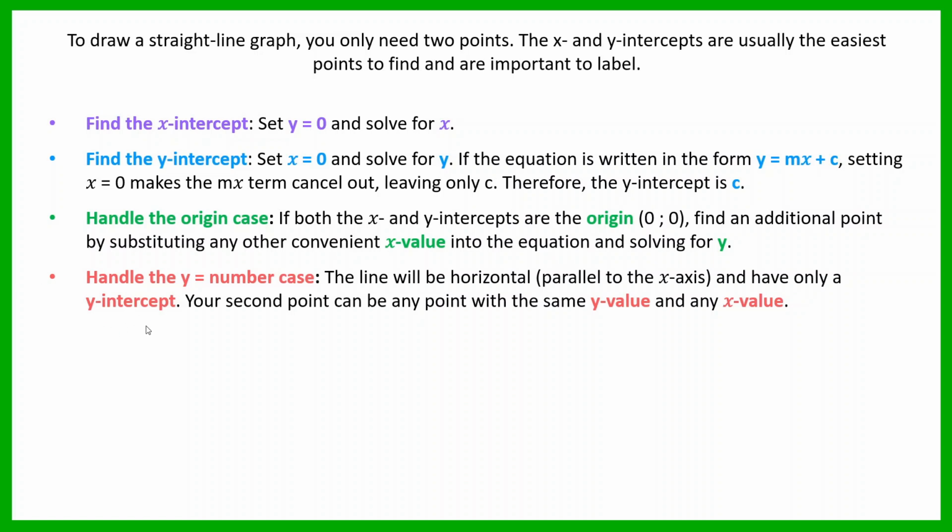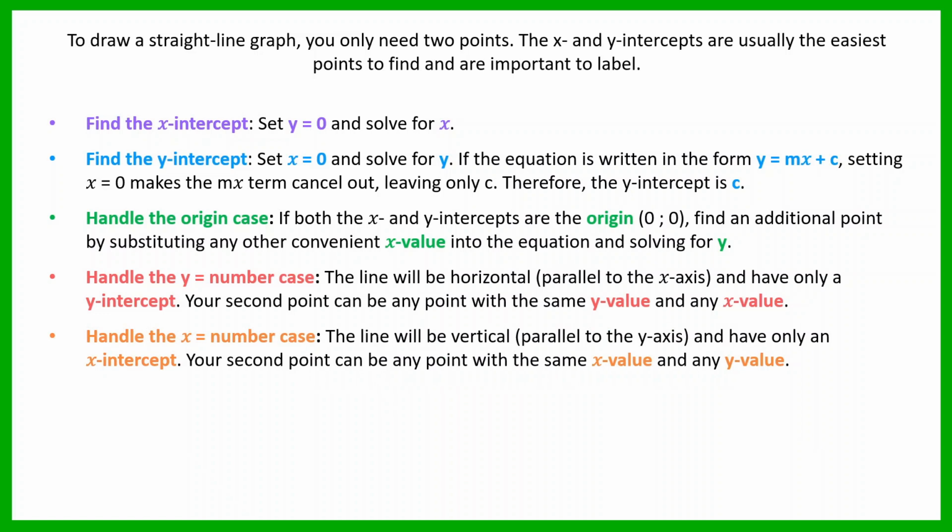So when this happens, just like we did over here, we have to find a second point. Now, this is actually easier because we already know that every single point on that line is going to have the same y value, because the equation is y equals that number. So you just need to choose any other x value to put with that y value to plot another point.